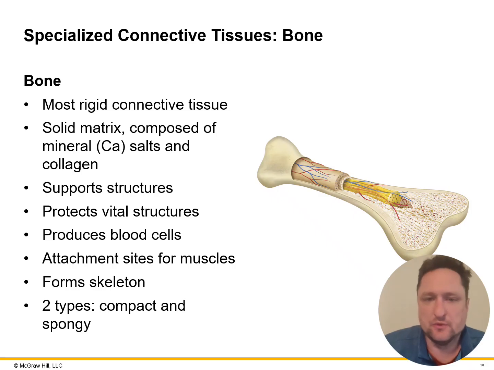So bone is the most rigid connective tissue due to its mineralized matrix of calcium salts and collagen fibers. Okay, this is strong, it's hard, it supports us. The rigidity of bone provides structural support and protection of vital organs, and it acts as attachment points for muscles that help us move.